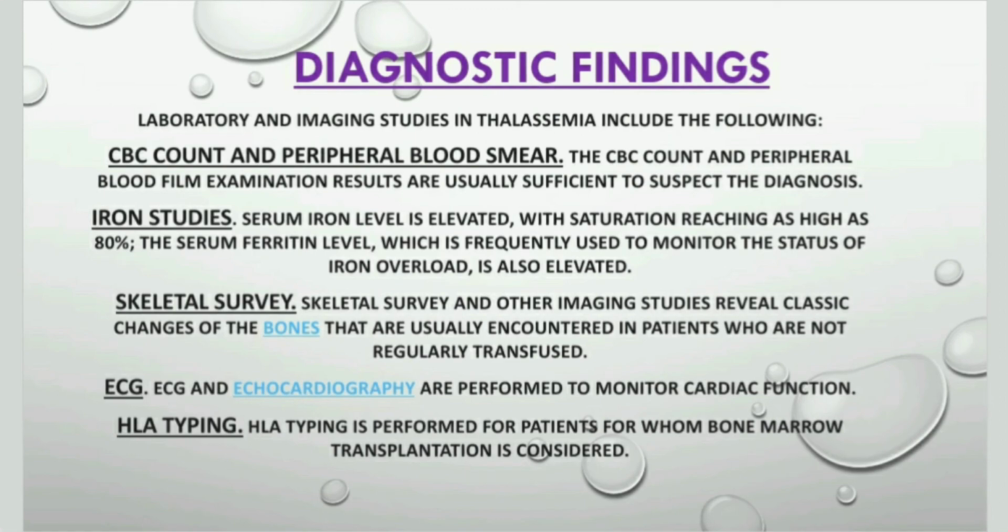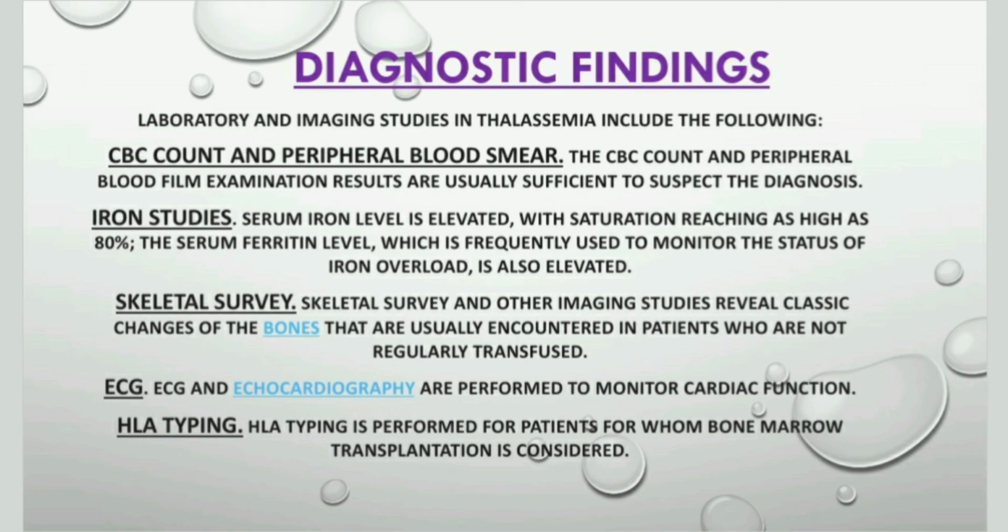Laboratory and imaging studies in thalassemia include the following. Number one is CBC count and peripheral blood smear. The CBC count and peripheral blood film examination results are usually sufficient to suspect the diagnosis. Number two is iron studies. Serum iron level is elevated with saturation reaching as high as 80%. The serum ferritin level, which is frequently used to monitor the status of iron overload, is also elevated.